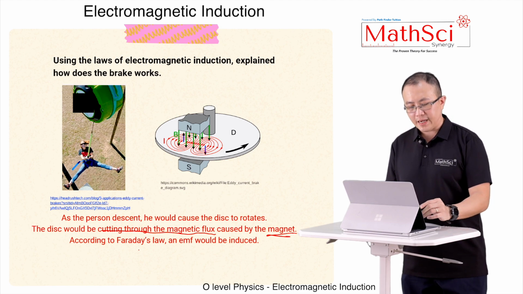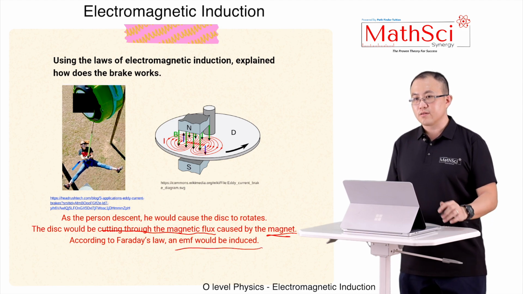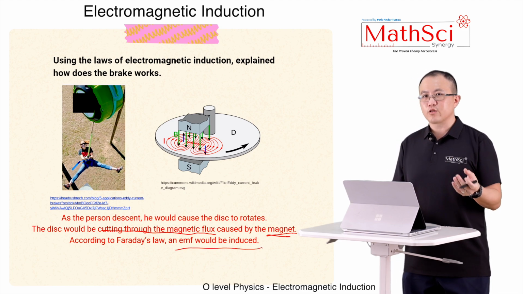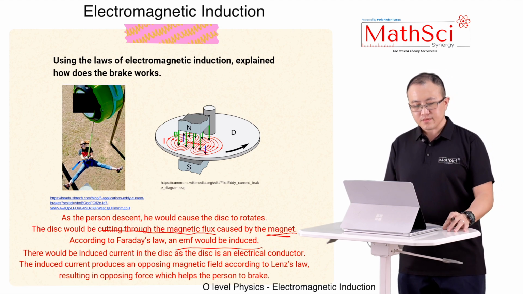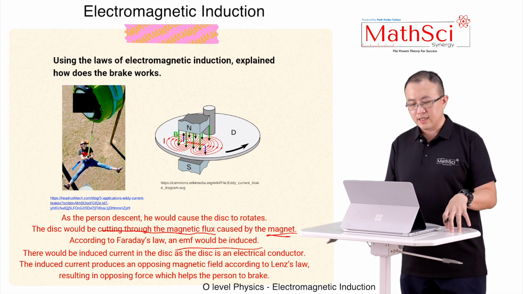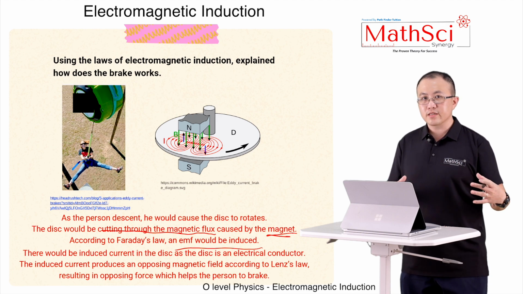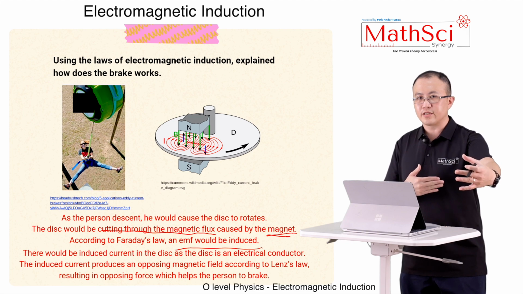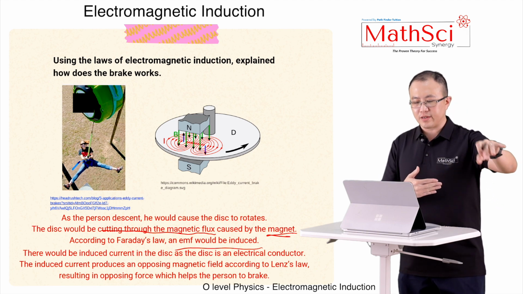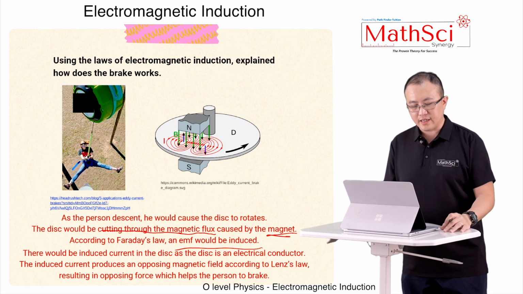And once again, back to Faraday's law, there will be an EMF induced. But that's not all, because we want to lead to talking about why there is a force. So the second part will be, because of that, there will be induced current in the disc, because the disc itself is an electrical conductor. And more importantly, there is enough space for the current to flow. So I can create two regions where there's higher and lower potential. So there's a PD, right? Then the current can flow. So there must be enough space as well. So there will be electric current and the current can flow.